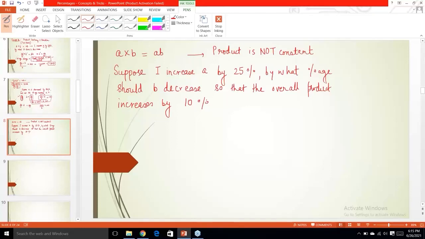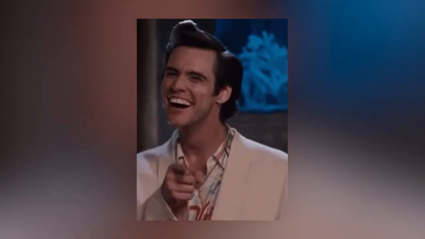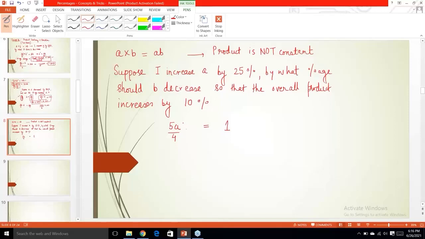Do you remember what we did previously? We said that if A is increasing by 25%, A becomes 5A by 4, and we were multiplying it with the reciprocal. Why were we multiplying it with the reciprocal? Because on the right hand side it was 1, right? That is why we were saying this. Now this is no longer the case. But what you need to understand is that you still know the right hand side.